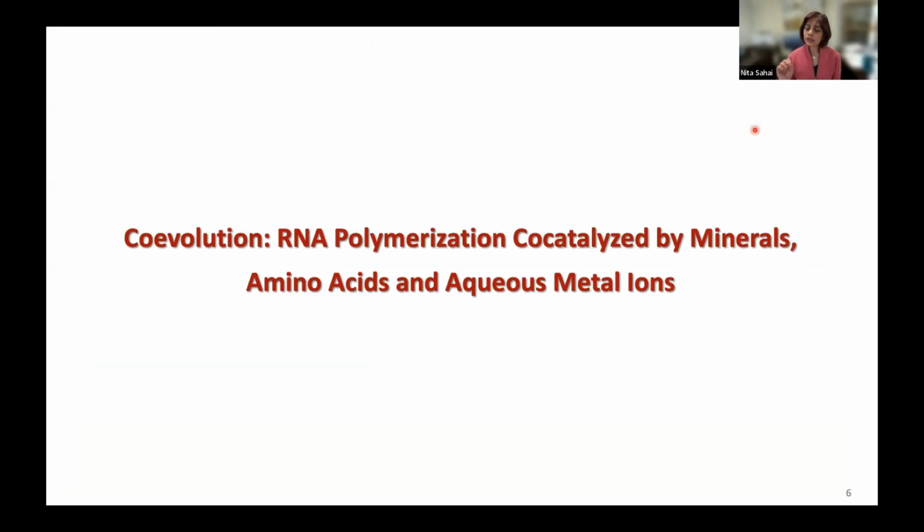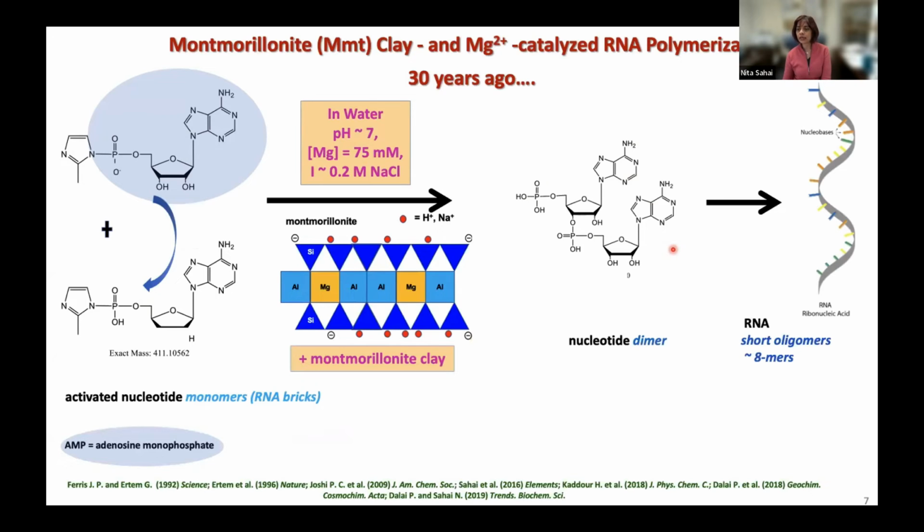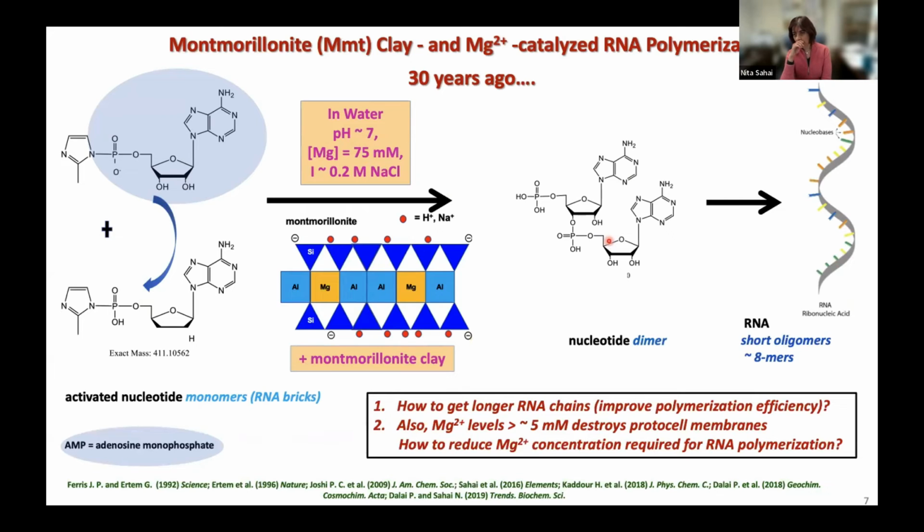All right, so the question we asked is, how do you do RNA polymerization at low magnesium concentrations? And we wanted to show coevolution of the biomolecules. So here's the classic Ferris experiment where you have an activated RNA monomer. It combines with a dimer. If you just have aqueous solution, 75 millimolar magnesium, pH 7, you just get a dimer. But if you put in a montmorillonite clay, you get an 8mer. So this has been known for 30 years. How do you improve this polymerization efficiency, and how do you get this to work at a lower concentration? That's the question we wanted to ask.